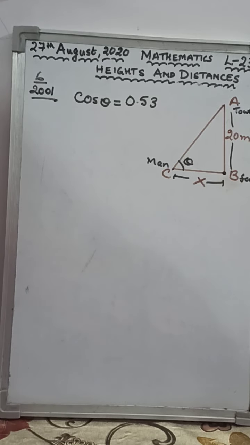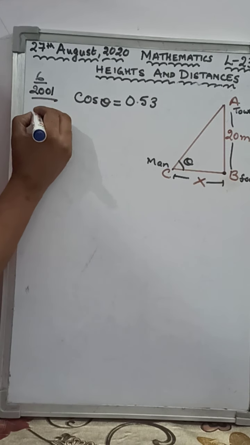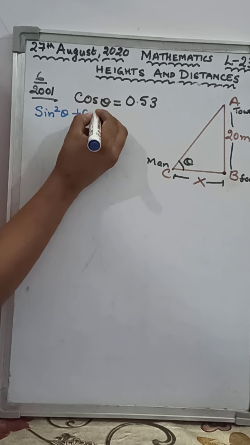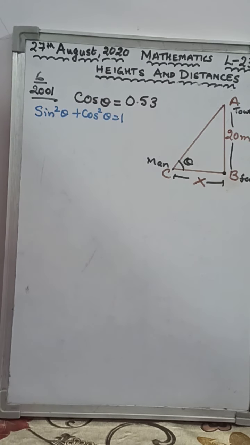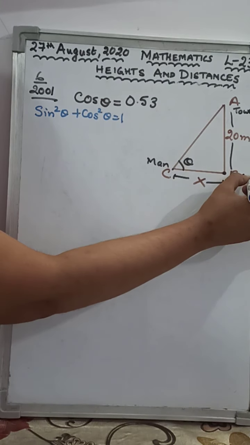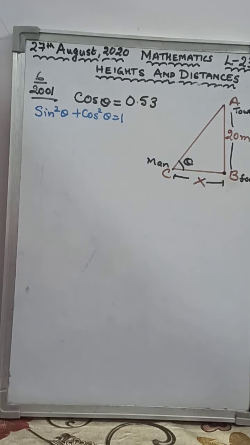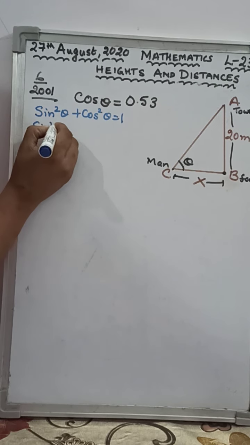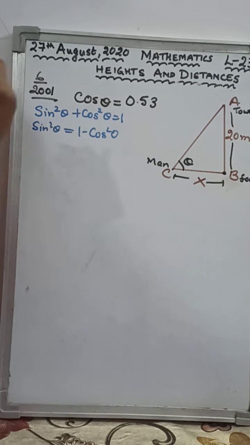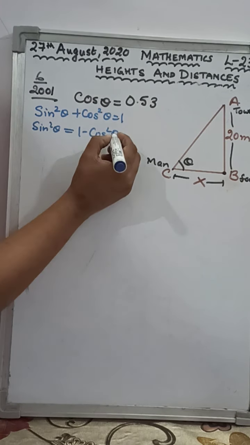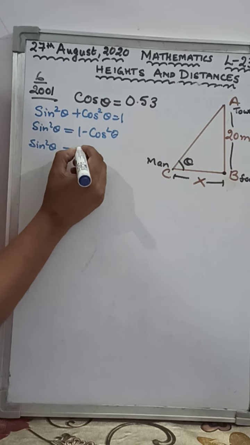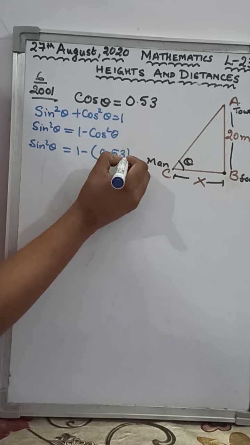Let's see how. We have been given cos theta is equal to 0.53. Now you know the first identity: sin square theta plus cos square theta is equal to 1. If you have a trigonometrical table, you can take out the angle and then find tan theta also. There are a number of ways to do the question, so do it the way you feel easy and correct. So sin square theta will be equal to 1 minus cos square theta. Substituting, sin square theta is equal to 1 minus 0.53 whole square.